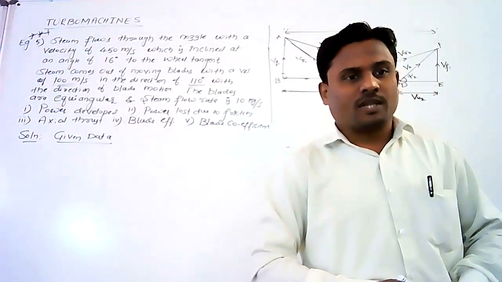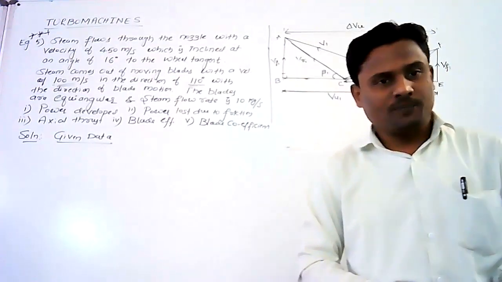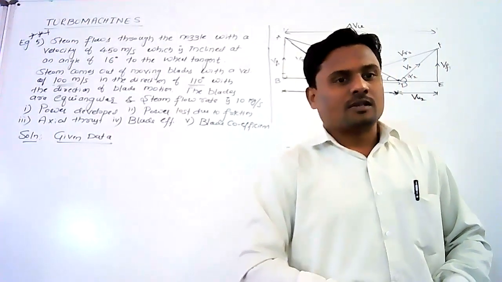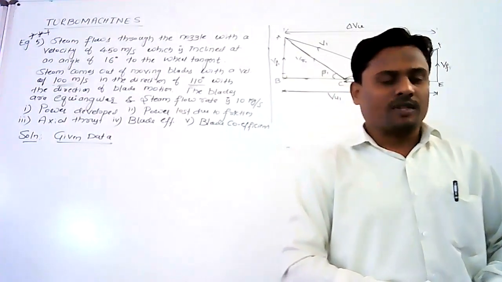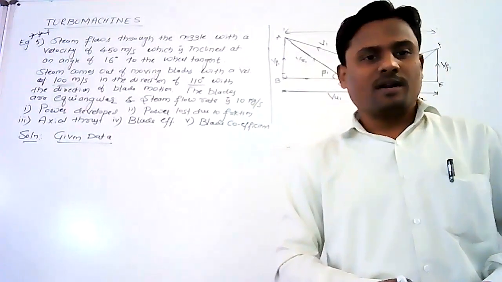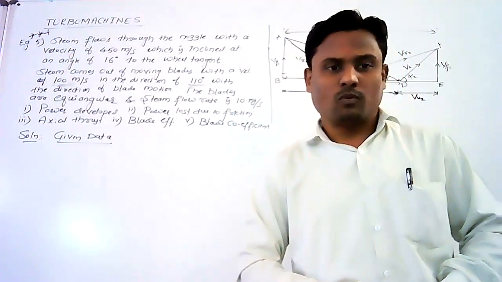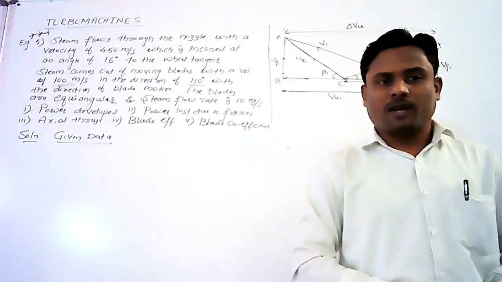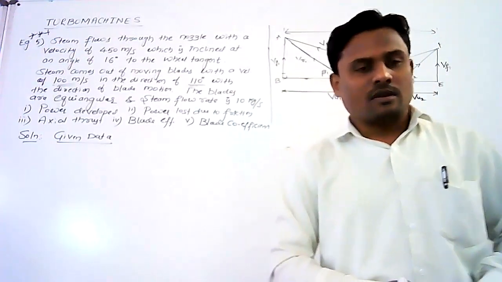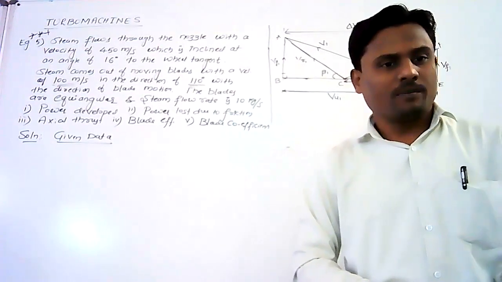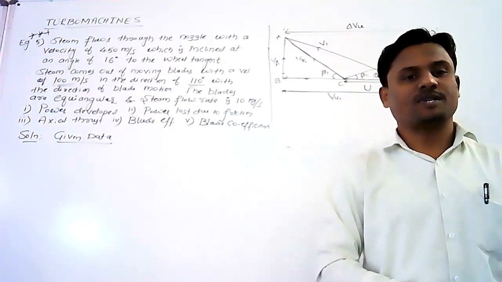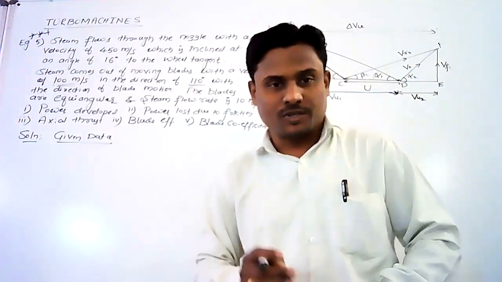Steam flows through the nozzle with a velocity of 450 meter per second, which is inclined at an angle of 16 degrees to the wheel tangent. Steam comes out of the moving blade with a velocity of 100 meter per second in the direction of 110 degrees with the direction of blade motion. The blades are equiangular and steam flow rate is 10 kg per second. In the first bit, we need to calculate power developed, second bit power loss due to the friction, third bit axial thrust, fourth bit blade efficiency, and fifth bit is blade coefficient.